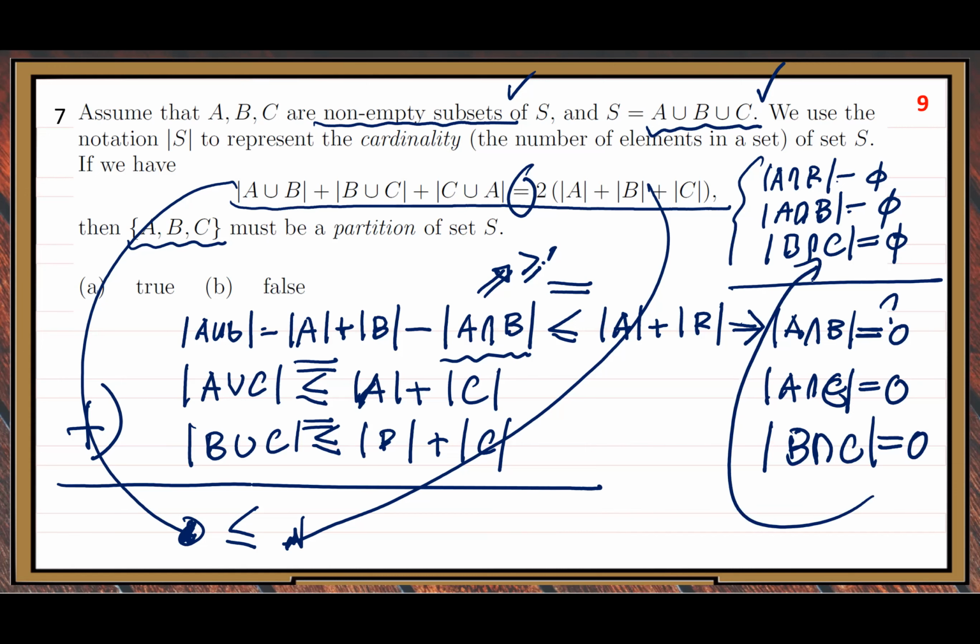That means the third condition is satisfied. All three intersections are empty, which means it's a partition. All three conditions are satisfied. Think about that. I will not talk about the next question. So this is our last question. Let's forget about the next one.